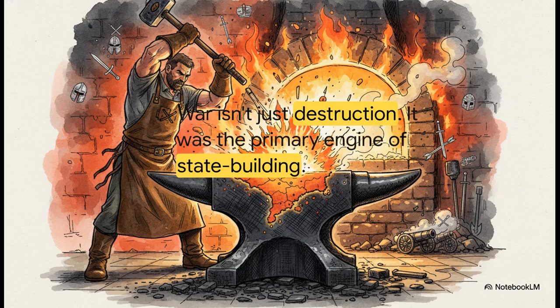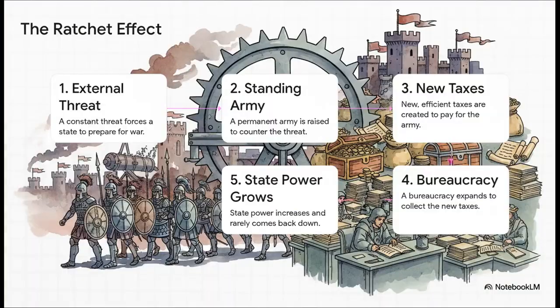I mean, the powerful, centralized nations that eventually came to dominate the world, they were all forged in the fires of constant war. There's a name for this process: the ratchet effect. It works kind of like this. Step 1. You're under constant threat from your neighbors. Step 2. That forces you to raise a permanent army. Step 3. To pay for that army, you have to create brand new, efficient taxes. Step 4. To collect those taxes, you have to build a whole government bureaucracy. The result? State power ratchets up, and it almost never goes back down.